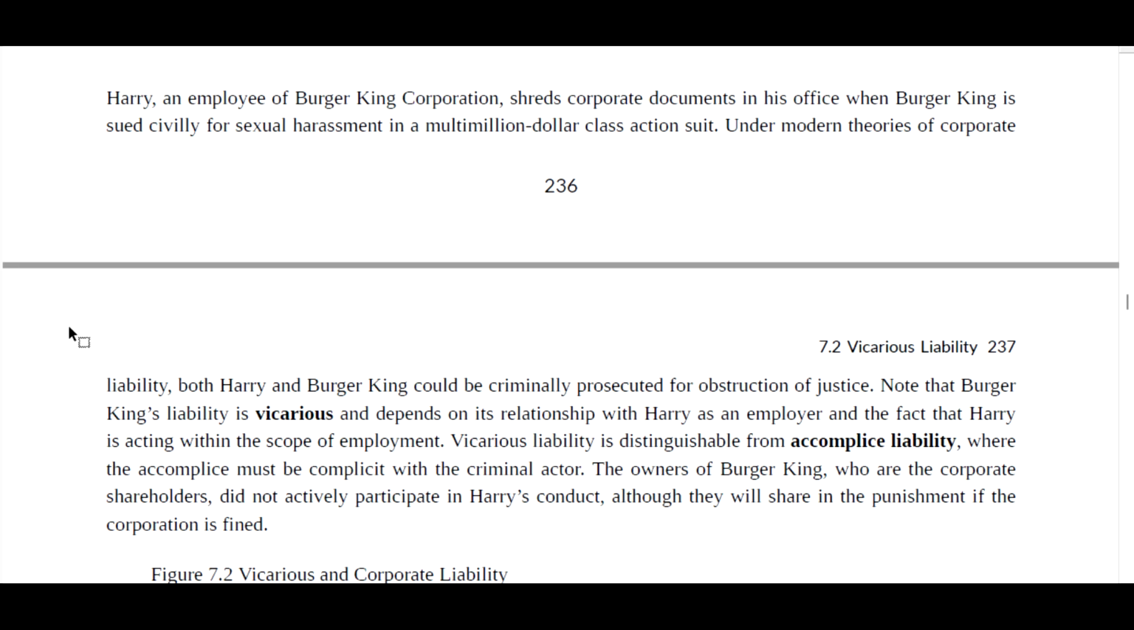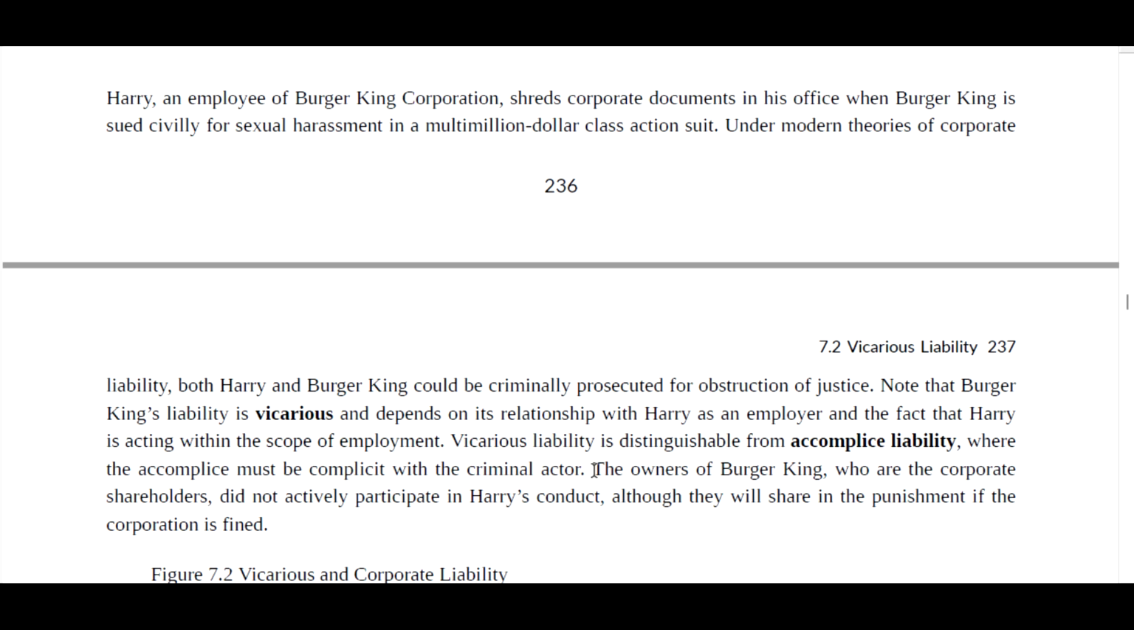It's vicarious because it's not that Burger King directly said, hey, shred everything. Harry took it upon himself, acting on behalf of the company, to shred the documents. So it's its relationship with Harry as an employer and the fact that Harry is acting within the scope of his employment. Vicarious liability is distinguished from accomplice liability, where the accomplice must be complicit with the criminal actor. The owners of Burger King, who are corporate shareholders, did not actively participate in Harry's conduct, although they will share in the punishment if the corporation is fined.